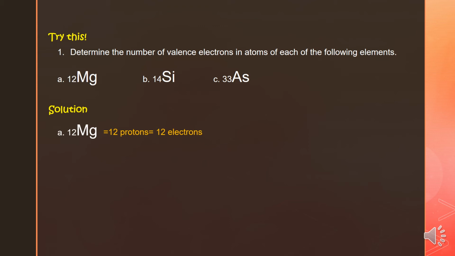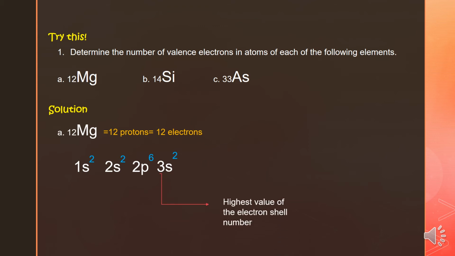For magnesium, the electron configuration would be 1s2, 2s2, 2p6, and 3s2. The highest value of the electron shell number here is 3. The number of electrons in the highest electron shell is equal to the number of valence electrons. So for magnesium, we have 2 electrons. Okay.